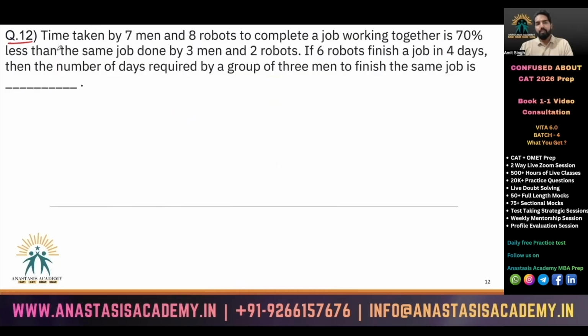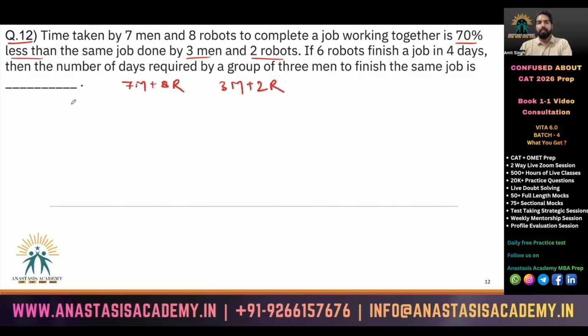Let's take this question now. The time taken by 7 men and 8 robots to complete a job working together is 70% less than the same job done by 3 men and 2 robots. So 7 men plus 8 robots, and the second team is 3 men with 2 robots.